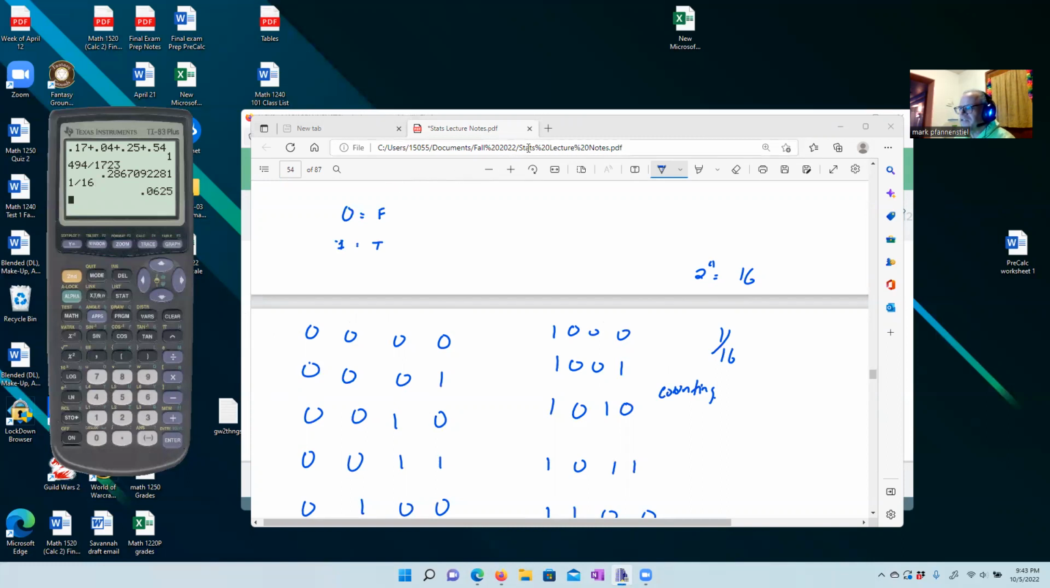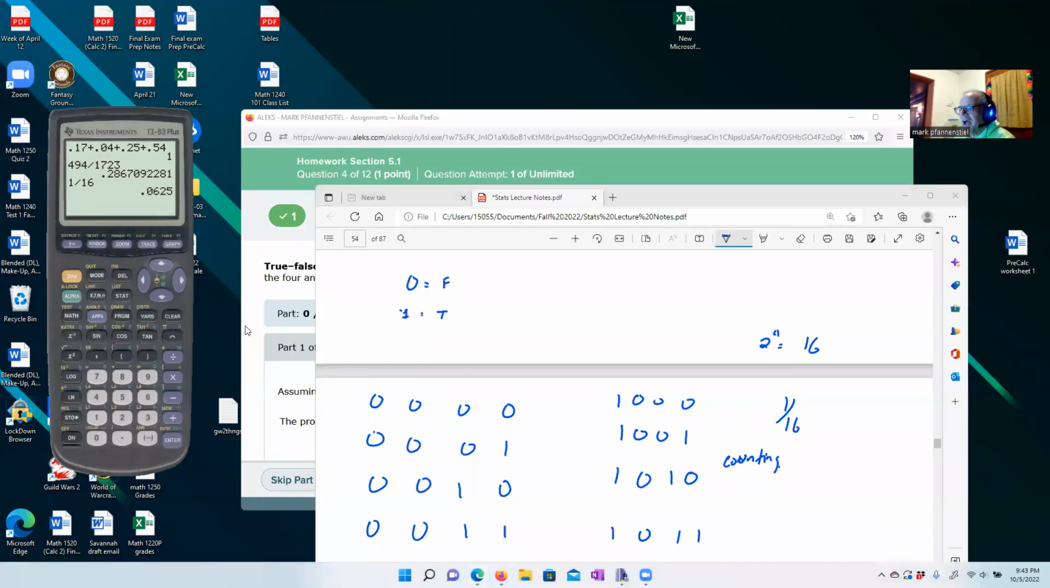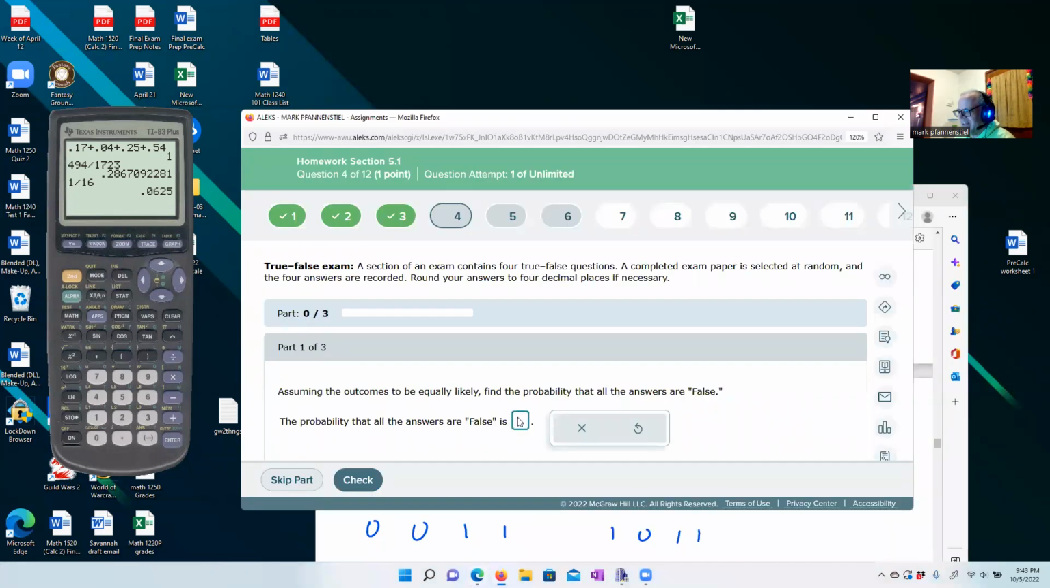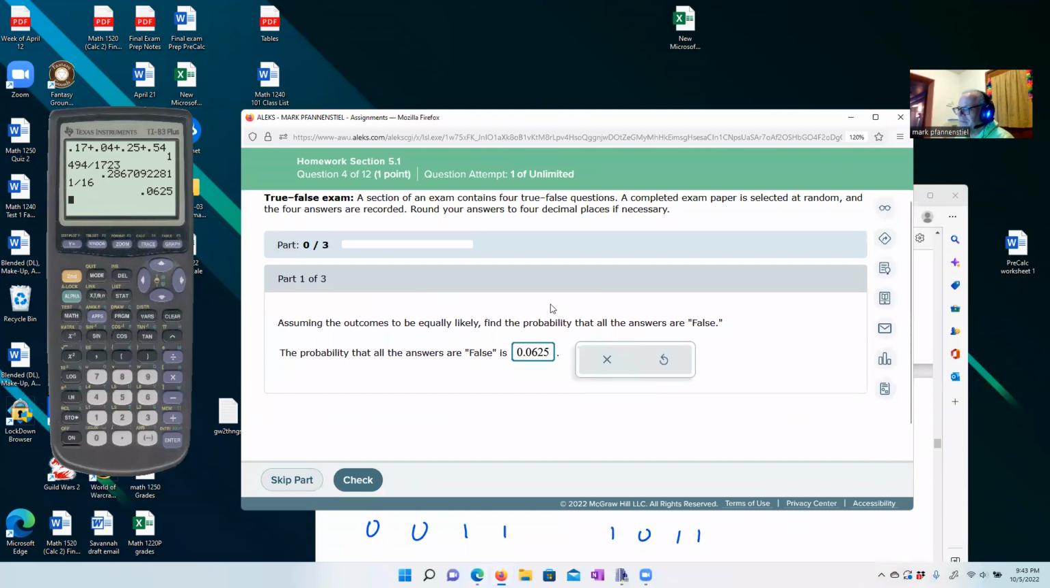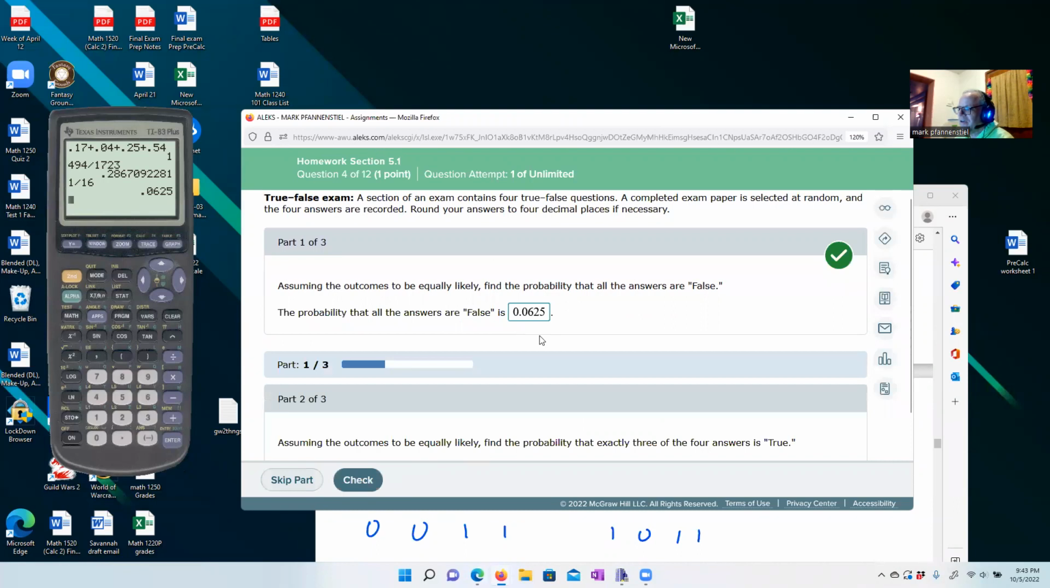So 0.0625 is the answer they're going to give us. I'm not really that likely to ask you a question like this, but that is the skill that I used to get through this. I just counted in binary to list all the possibilities, and I said, okay, how many of them were all false? One of them was all false, and I will just go ahead and check that, and then say, hooray!